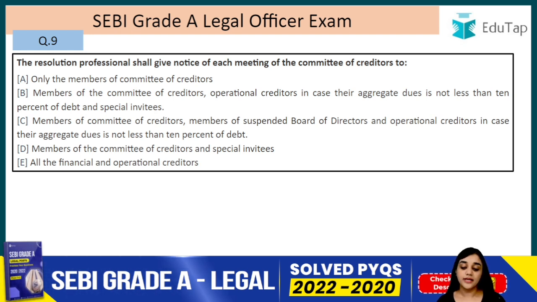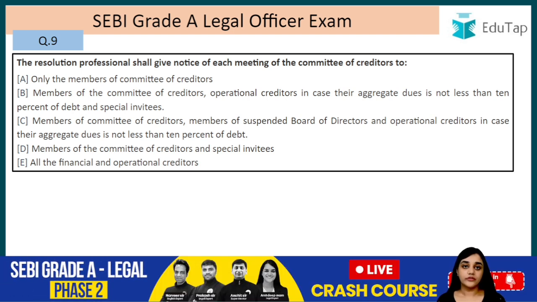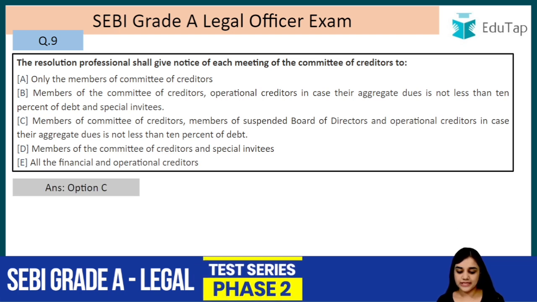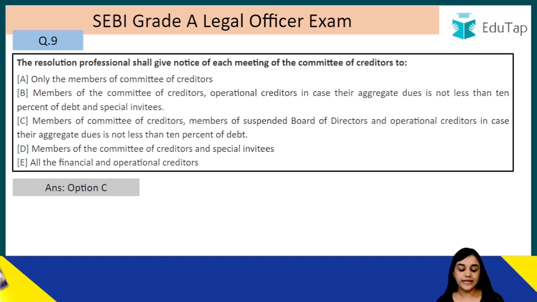So the question is, the resolution professional shall give notice of each meeting of the committee of creditors to. The committee of creditors includes only the financial creditors, but if a meeting is conducted, who all will be given notice of that meeting? Let's find out. The answer is C, members of committee of creditors, member of suspended board of directors and operational creditors in case their aggregate due is not less than 10% of the debt.